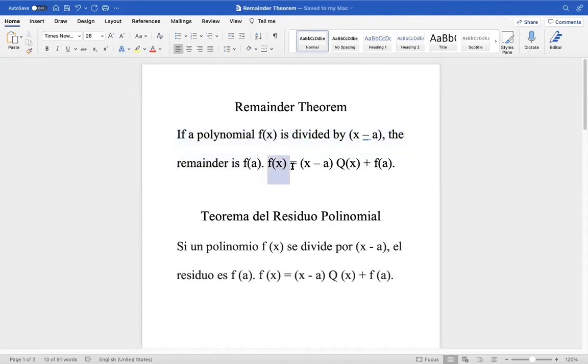So the theorem states that it will be of this form: f of x, being the dividend, equals x minus a, being the divisor, times the quotient that you will get as a result of that polynomial division, plus f of a, which is your remainder. For my ELL learners, I have listed the Spanish translation, which is called El Teorema del Residuo Polinomial. Let's exemplify.